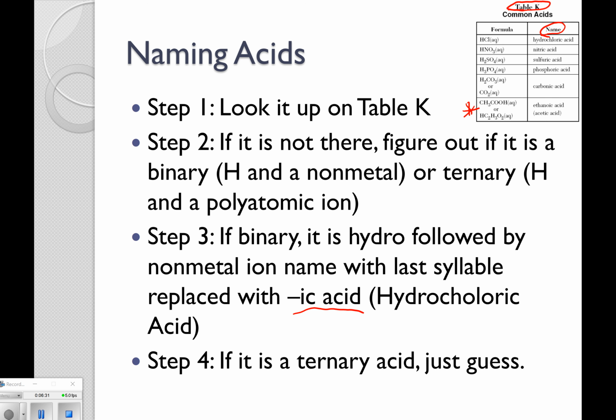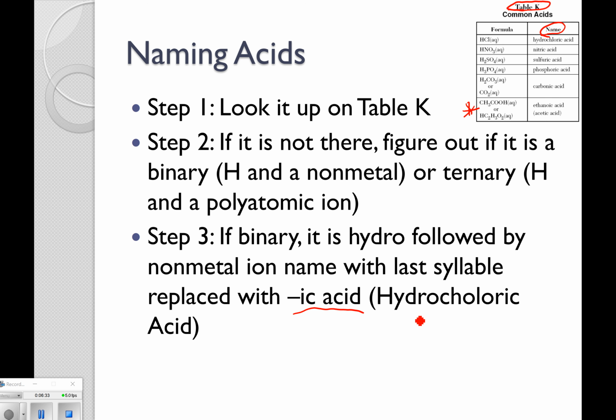So as I was saying before, if we had hydrogen chloride, since this is an acid, we add hydro to the front, and we replace the end of chloride with ic acid, and this becomes hydrochloric acid.